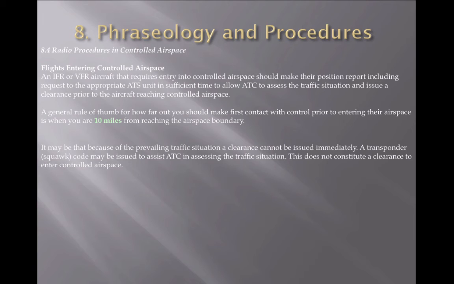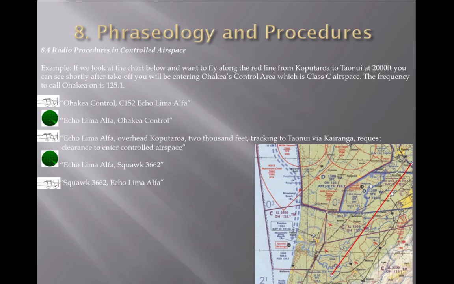It may be that because of prevailing traffic situations, a clearance cannot be issued immediately. A transponder squawk code may be issued to assist ATC in assessing the traffic situation. This does not constitute a clearance to enter the controlled airspace.